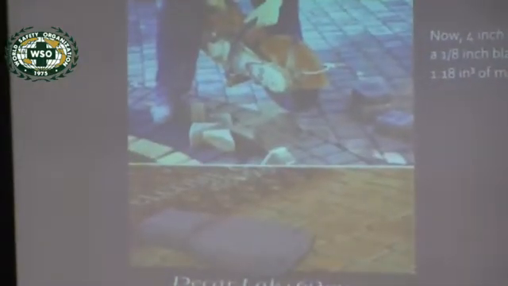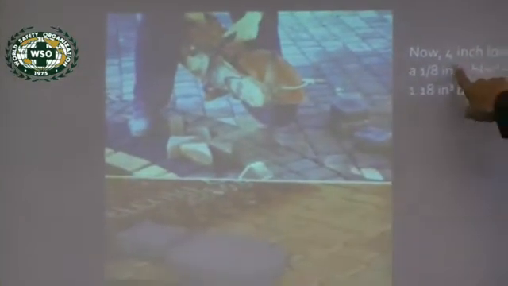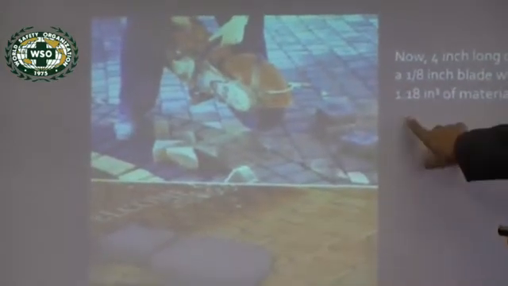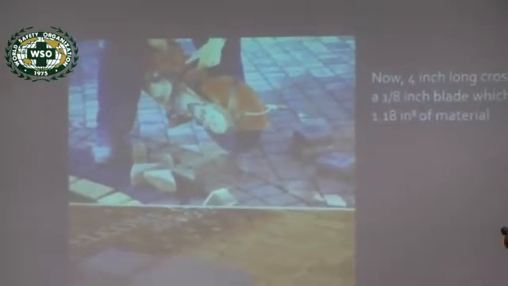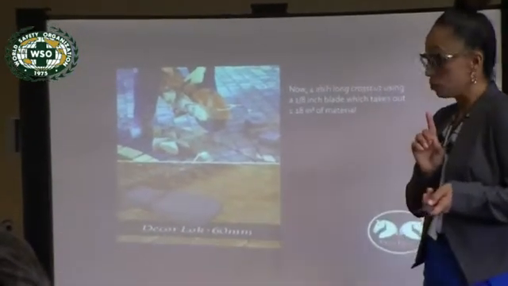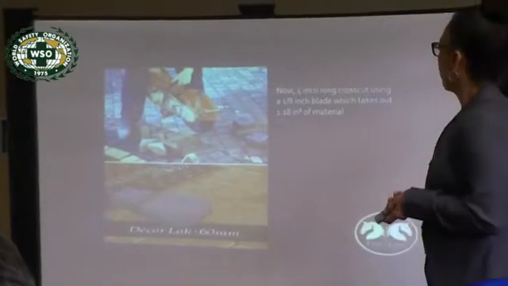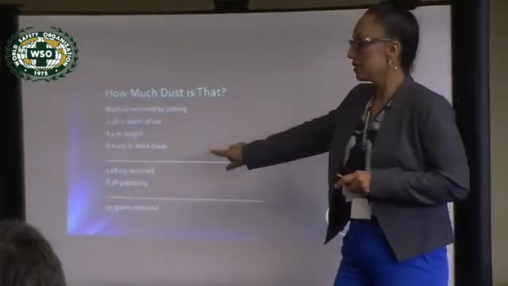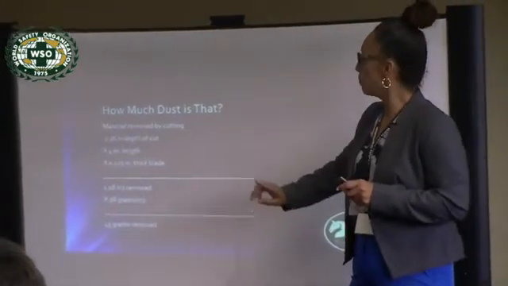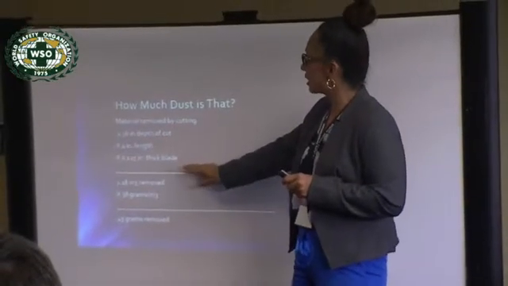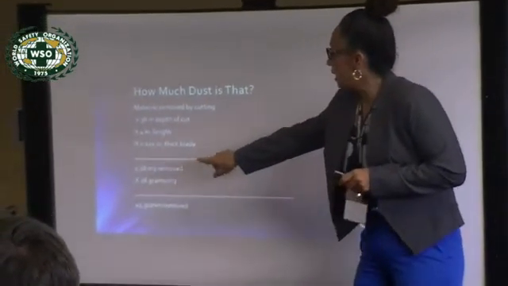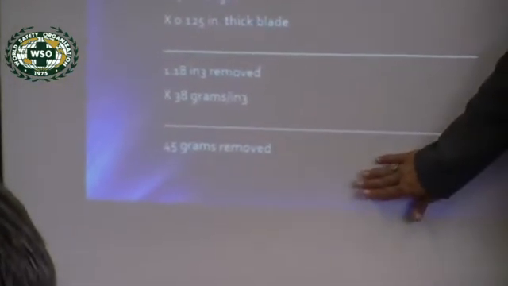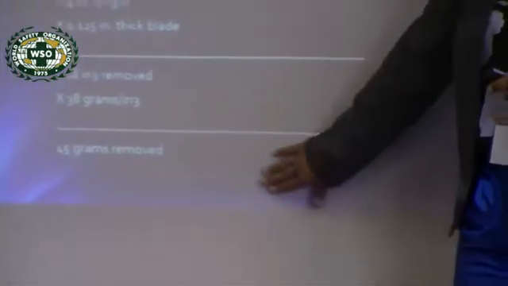All right. So now, same paper. He cuts a 4-inch long cross cut using a 1/8 inch blade, which takes out 1.18 cubic inches of material. Let's see how much exposure he has, because this is quite common, right? The material removed by the cutting was 2.36 in depth of cut times 4 inches of length times 0.125 inch thick blade. 1.18 cubic inches removed times 38 grams per cubic inch, you have 45 grams removed. You still with me?